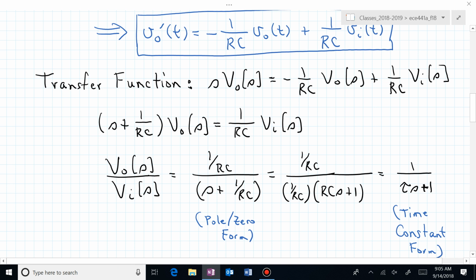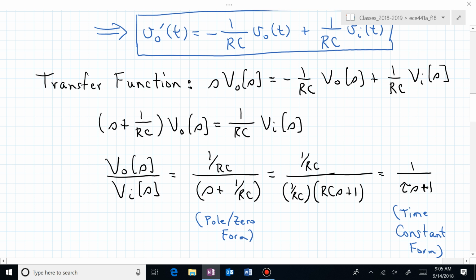Then if we simply collect terms that are common to the input voltage and the output voltage and take the ratio, if we want the transfer function, we're taking the ratio of the output, whatever that is. In this case, it's the voltage across the capacitor over the input, and in this case, it was a voltage source in series with that resistor and capacitor. What you may have initially is a transfer function in pole zero form.